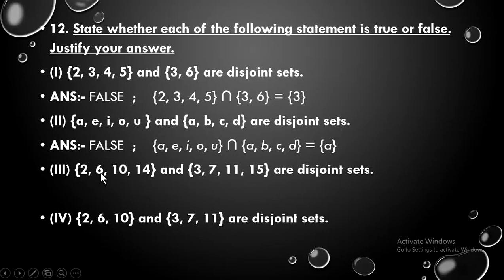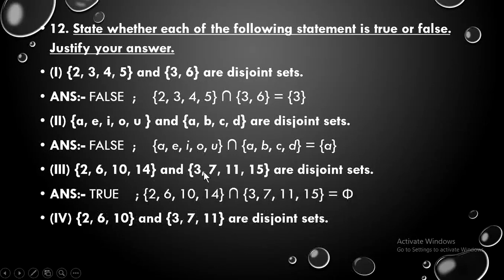Then you see you have 2, 6, 10 and 14, and 3, 7, 11, 15. So these two sets have no elements common in them. That is, there is no such element which is present in both the sets. So these sets are disjoint sets. So here the statement is true. Because when you do the intersection, there is nothing common. So your answer will be phi, and whenever there is no common element, they are said to be disjoint sets. So here your statement is true.